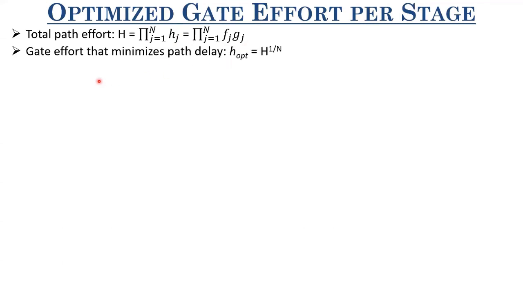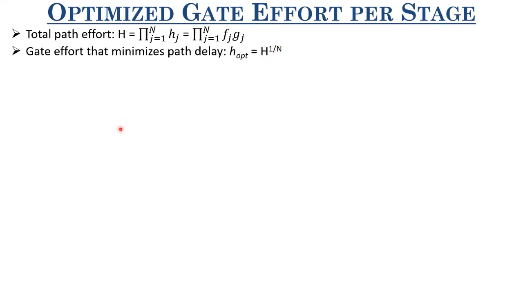Now, the gate effort that minimizes path delay is H raised to power 1 by n. How do you get that? See, this H is equal to the product of Hj, and we saw that for each of those stages, this Hj is the same, right? The gate effort has to be the same for minimal delay. So this H is nothing but Hj raised to power n. So what is that H optimal? The optimal gate effort is nothing but capital H raised to power 1 by n.